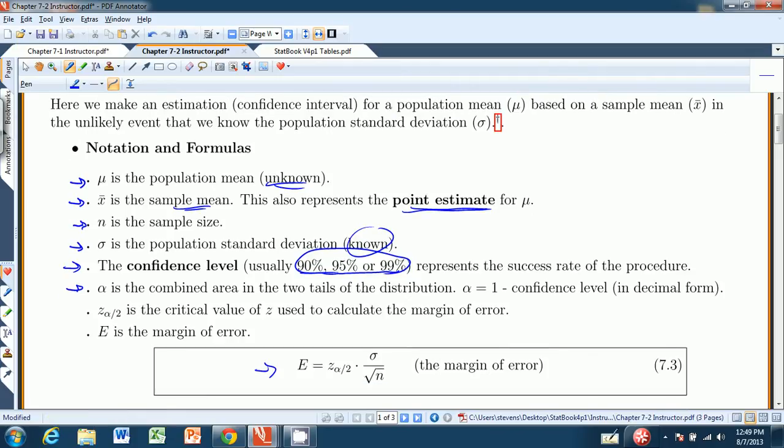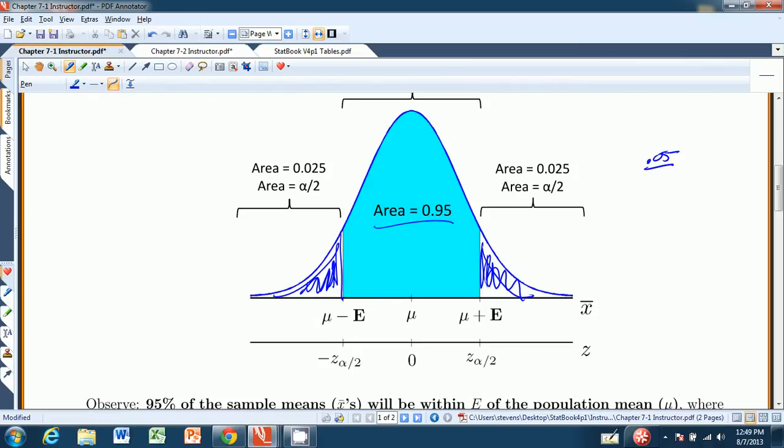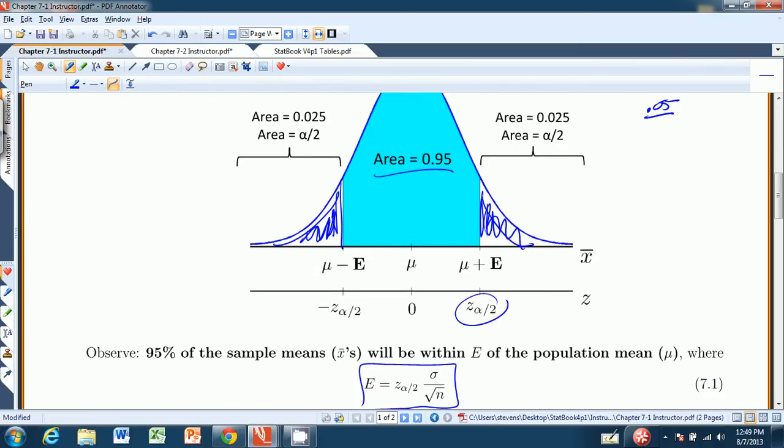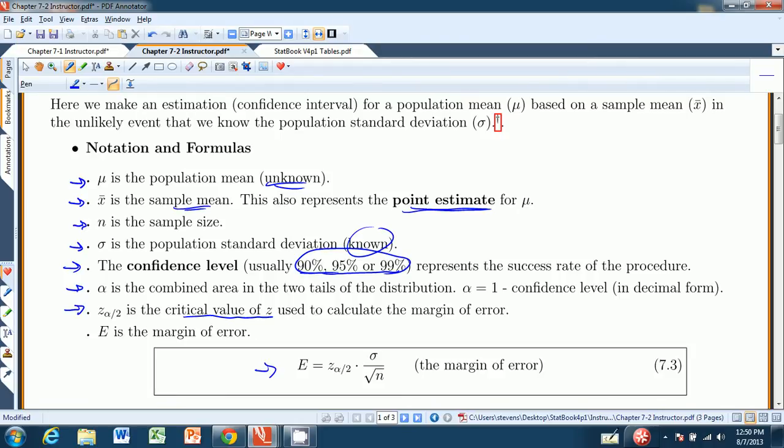And z sub alpha over 2 represents the critical value. We call these critical values of z, used to calculate the margin of error. And what that does, going back to the previous setup, is delineate the middle 95%, or whatever your confidence level is, for the sample means. Okay. So z sub alpha over 2, there's really no division. This is just a name, and the alpha over 2 describes what the critical value stands for.